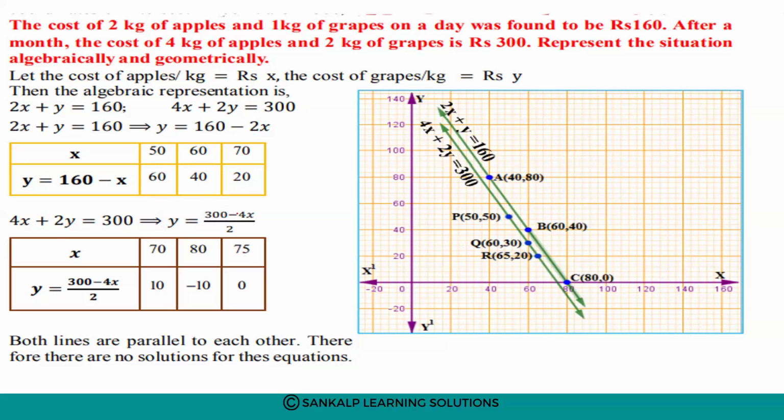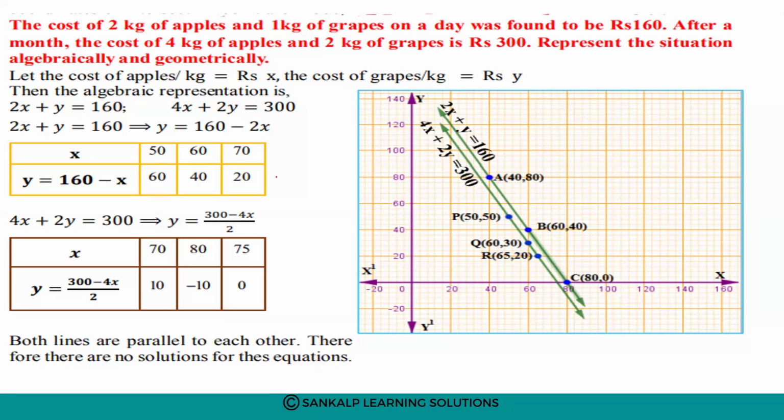Then y is equal to 300 minus 4x divided by 2 is the value of y. Here if I take x is equal to 70, okay, so 300 minus 280 divided by 2, that is 10. So the next, 80: 300 minus 320 divided by 2. That means minus 20 divided by 2 is minus 10. So like that, when x is 75, then it is 0. Now, if I plot a graph for these two equations, then I will have such type of graphs.